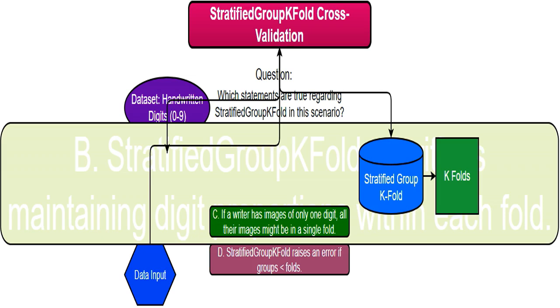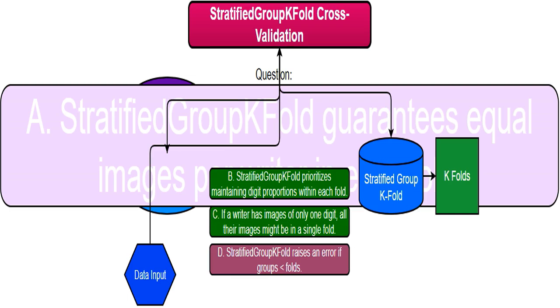This statement is false. StratifiedGroupKFold is pretty flexible. It will try to create folds while respecting the groups and stratification, but it won't necessarily throw an error if there are fewer groups than folds. It does its best. This statement is true, since StratifiedGroupKFold keeps images from the same writer together. The grouping aspect. If a writer only wrote one digit, all of that writer's images would have to end up in the same fold. It's a consequence of respecting the grouping constraint.